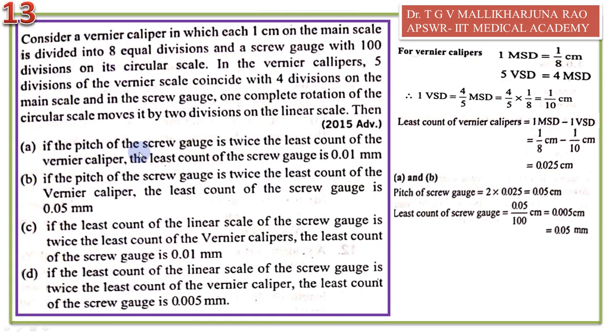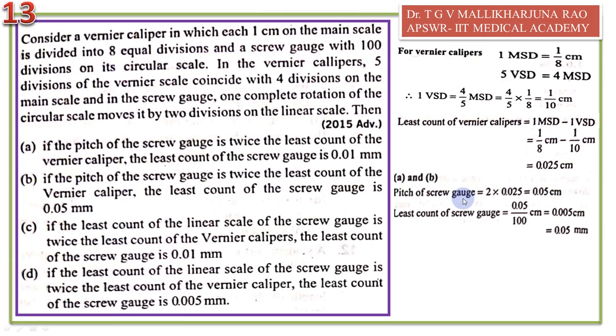Option A: if the pitch of the screw gauge is twice the least count of the vernier calipers, the least count of the screw gauge is 0.01 mm. Same data, but they gave the screw gauge least count as 0.05 mm. Here they say the pitch of the screw is twice the least count. That means the pitch of the screw is twice. What is the least count of the vernier calipers? 0.025. It will become 0.05.